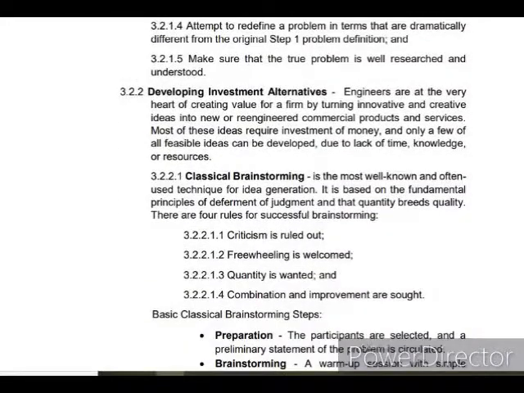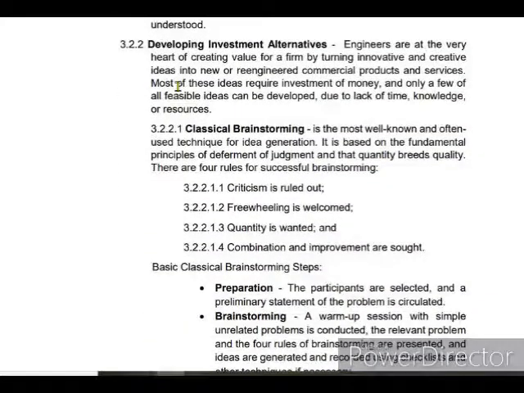Next, developing investment alternatives. Okay, engineers are at the very heart of creating value for a firm, by turning innovative and creative ideas into new and re-engineered commercial products and services. So that is the job that the company is counting on us. Okay? We are at the heart of creating value. So we engineers are always after the value, okay? Value of services, value of product. Okay, so we don't want waste. Okay, we only want value.